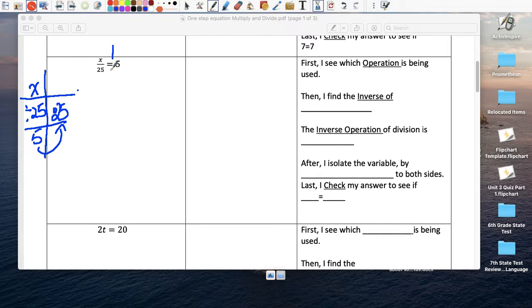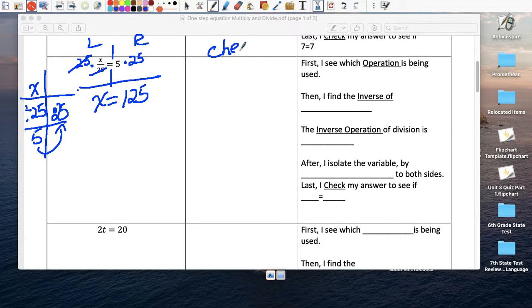I made a mistake here. So it's times 25 on both sides. My left and my right. So 5 times 25 is 125. And this 25 divided by 25 is just 1, so that gives me just x.